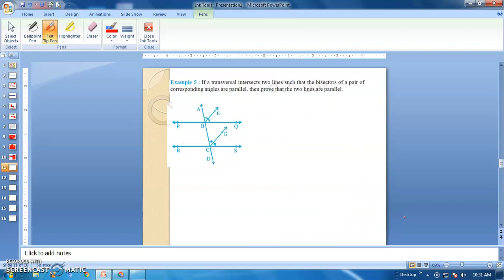So look at the next question. If a transversal intersects two lines such that the bisectors of a pair of corresponding angles are parallel, then prove that the two lines are parallel. So they are asking us to show that these two lines are parallel, that is PQ parallel to RS. So we have to prove PQ parallel to RS.